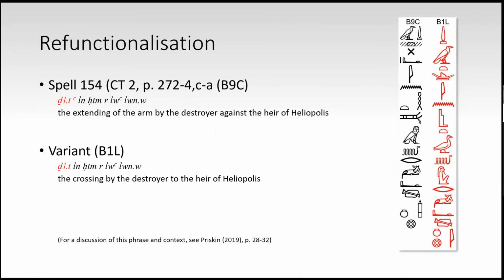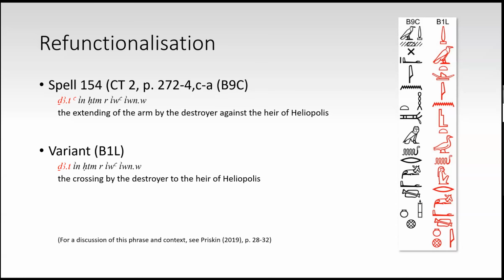Well, a more difficult one occurs in spell 154, where we're dealing with a slightly rare lemma that is jai-a, so extending the R. In B9C here, I represented, this is how it simply should have been written, and it's rather obvious what it is. However, for some reason, in B1L, the jai-a was changed into jai, to cross, to pass over.